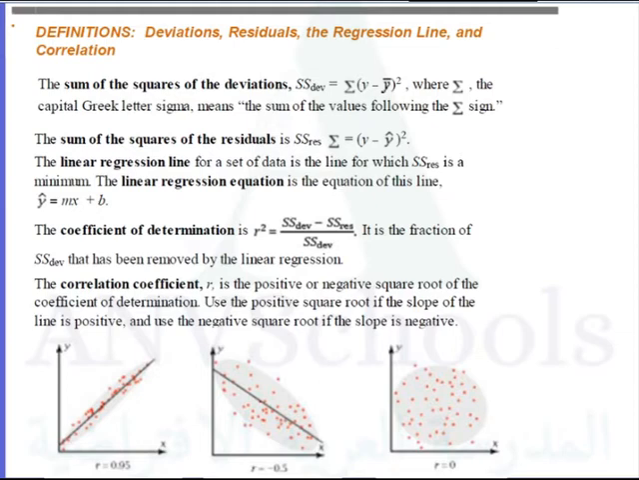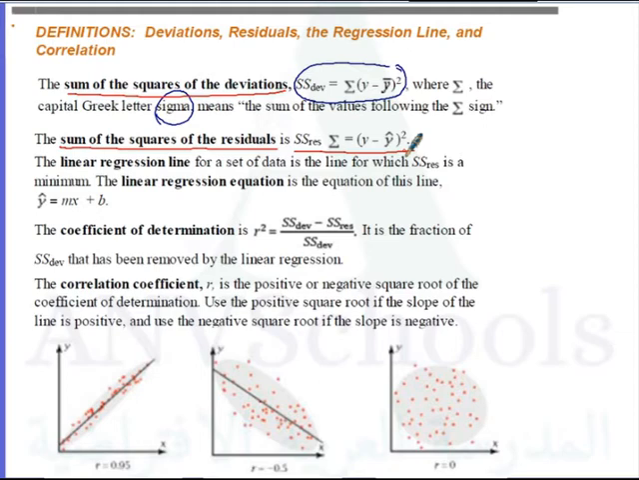Next, the sum of the squares of the deviations, or SS dev, is equal to the sum of y minus y bar squared, where the summation symbol, the capital Greek letter sigma, means the sum of all values following the sigma sign. The sum of the squares of the residuals is applicable after regression. This one is before regression, for the mean. SS res is the sum of y minus y hat squared.